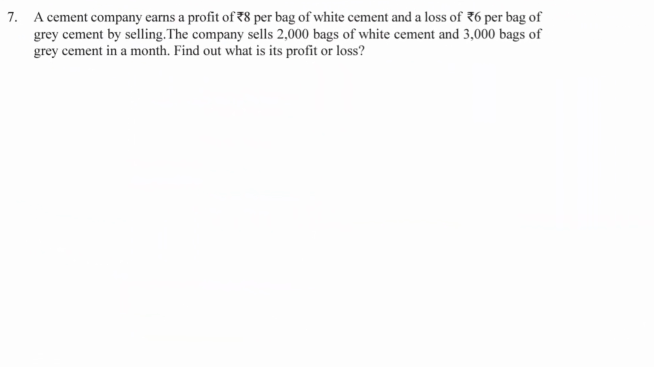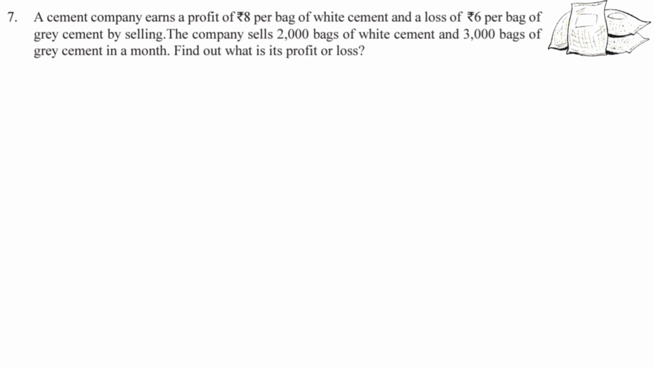Yes. Question number 7. A cement company earns a profit of 8 rupees per bag of white cement and a loss of 6 rupees per bag of grey cement by selling. The company sells 2000 bags of white cement and 3000 bags of grey cement in the month. Find out what is its profit or loss.